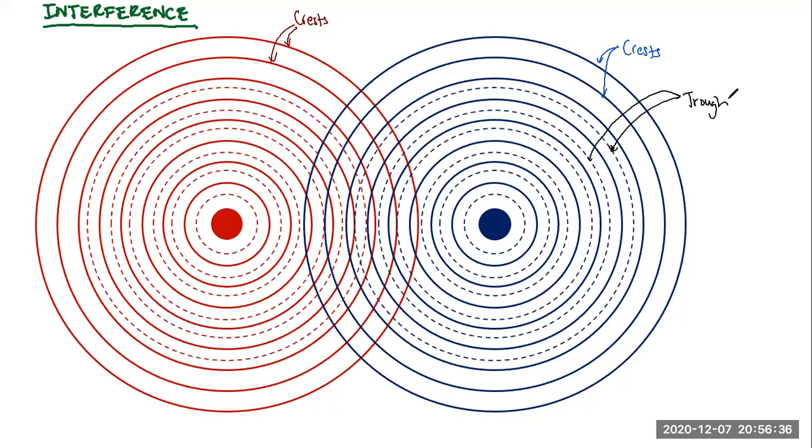I hope this is clear. Troughs. Here are the broken lines. The circles indicated in broken lines are the troughs. All right, fine.